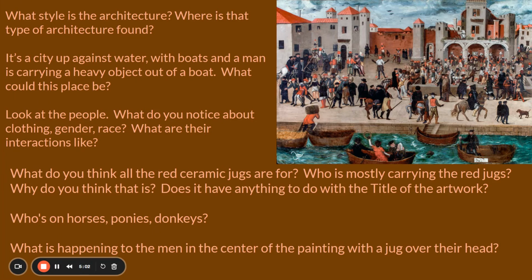And then, does it have anything at all to do with the title of the artwork? And if it does, what are your assumptions? What about that correlation? There's also animals. There's a dog, there's a horse, there's also a pony, and there's also a donkey. And it may be hard to tell the difference between them without looking very closely at their color and their size difference.